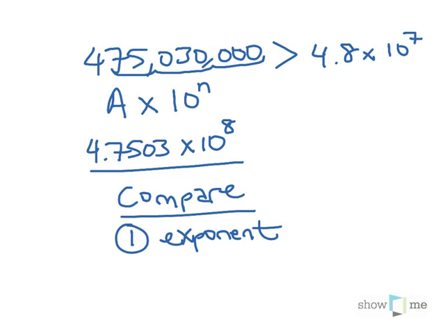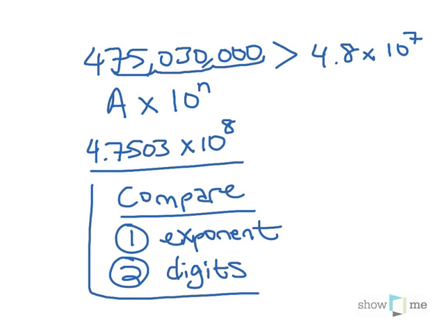Now, if those two exponents happen to be the same, then you turn to the digits and compare them as though they were both numbers, again, greater than or equal to 1, but less than 10. So that's how you compare numbers in scientific notation. The first task, of course, is to put them in scientific notation, and after that to compare first their exponents and then the digits that remain.